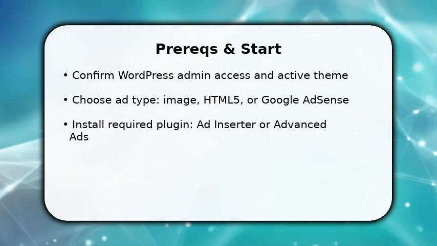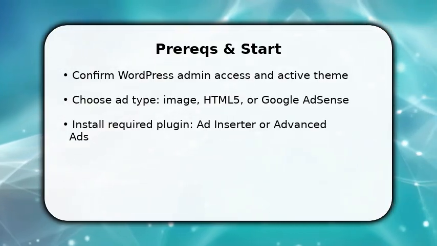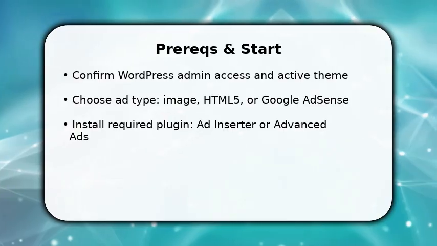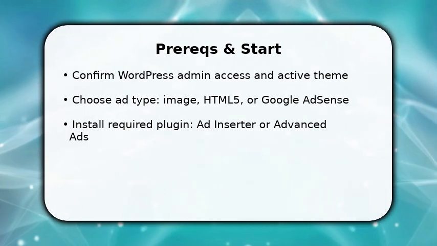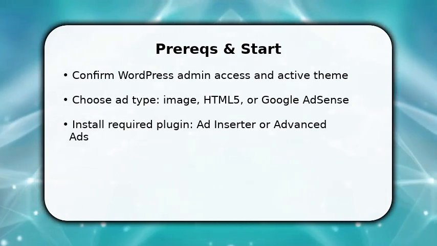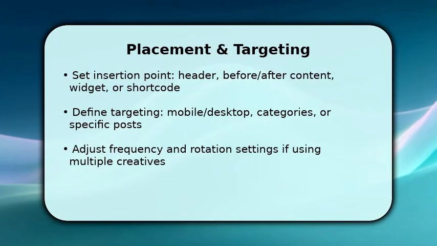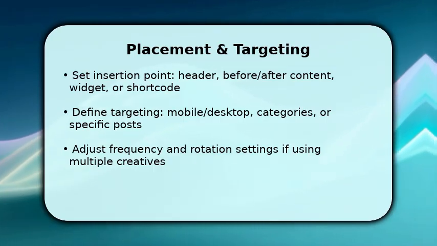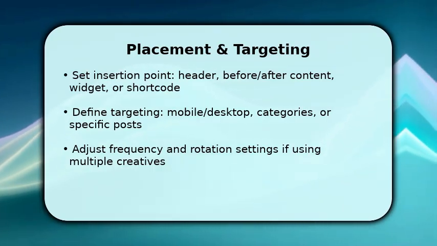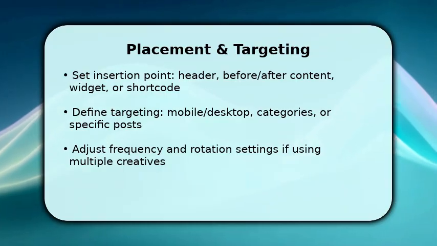While doing this, set display conditions roughly where you want it to appear, for example header, sidebar, or within posts, to test placement quickly. Once the slot exists, choose placement method: automatic insertion by position, manual shortcode, or widget. Automatic insertion lets you pick before content, after paragraph, or in excerpts. Manual shortcodes allow precise page-level control.